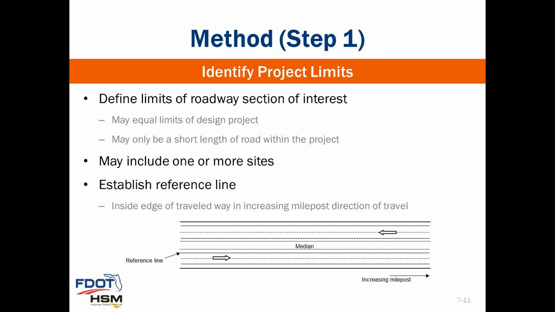The figure shows a plan view of a 4-lane freeway. Travel from left to right is shown to be in a direction of increasing milepost. So this is the travel direction that is used to define the reference line. In fact, the reference line is shown here in the slide by the arrow pointing to the inside edge of traveled way for the left to right travel direction.